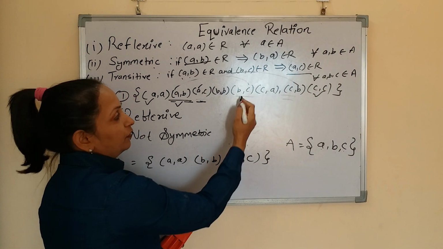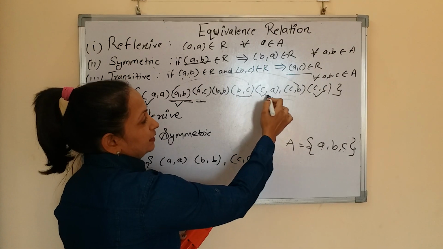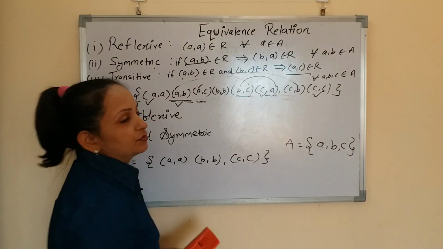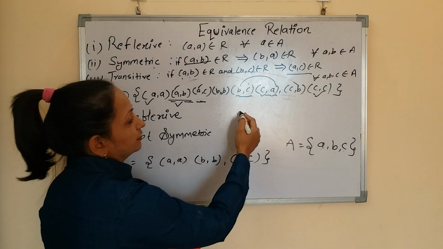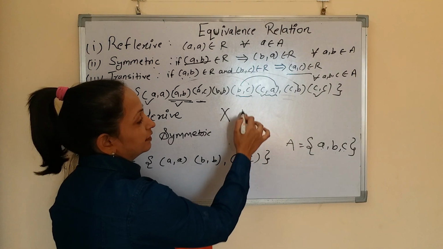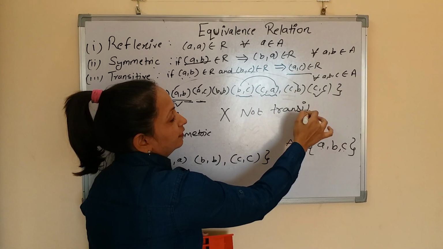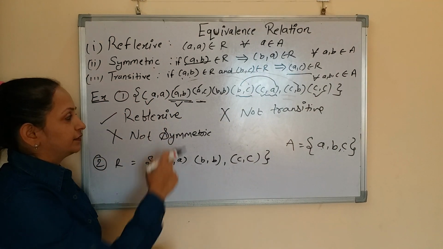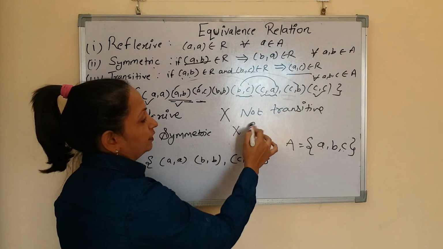As we move forward, we got a pair (b, c) and we got a pair (c, a), and we have to check if (b, a) belongs to R or not according to the definition of transitivity, and there is no (b, a) in the relation, so we can say that the relation is not transitive. So as you can see, the given example is reflexive, but it is not symmetric and it is not transitive, so it is not equivalence.